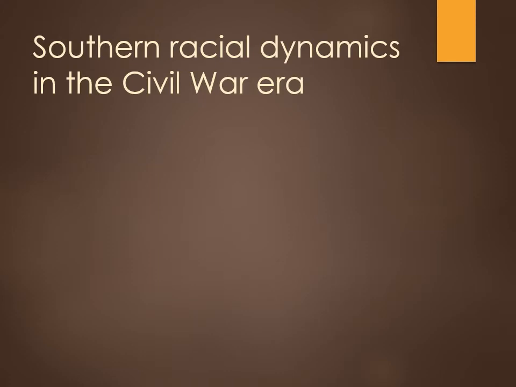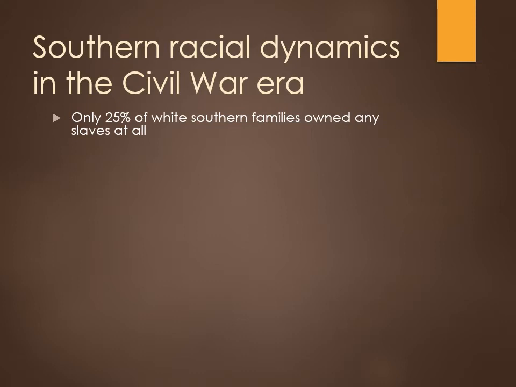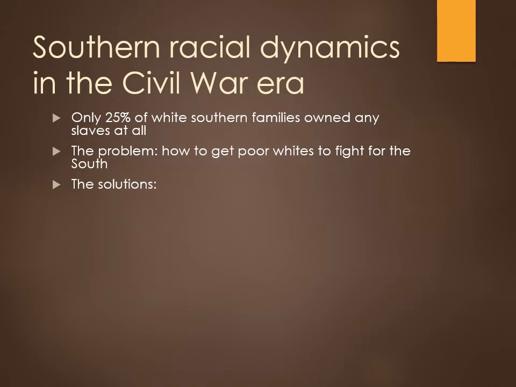Now, in the Civil War era, there's a very interesting question here. Only 25% of white Southern families owned any slaves at all. So the question is, how do you get poor whites to fight for the South? Well, the answer to that will take us back to the whole psychology of Bacon's Rebellion in the late 17th century. What the Confederacy came up with is to play up regional pride, to hate Yankees, to consider the war a war of northern aggression against the traditions of the Southland.